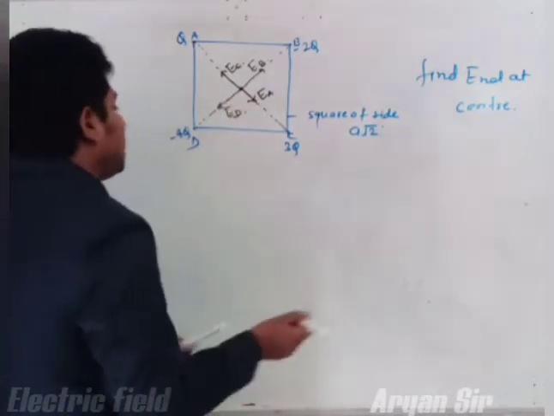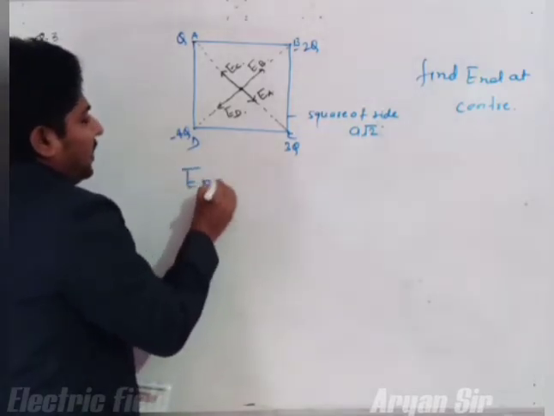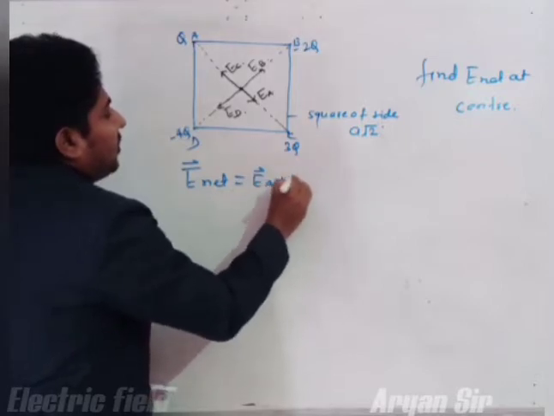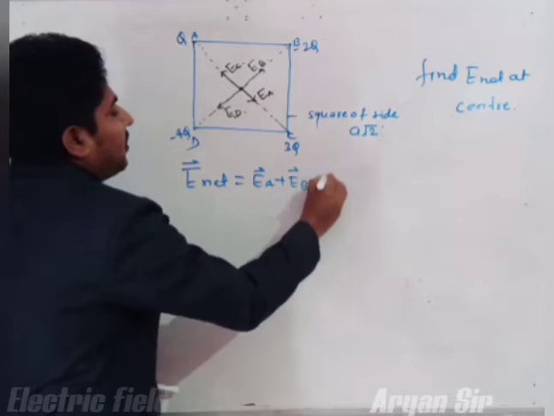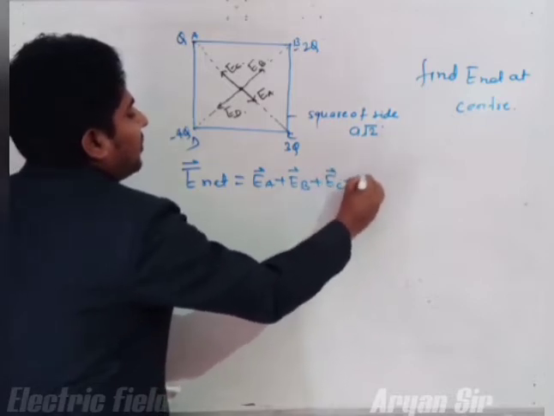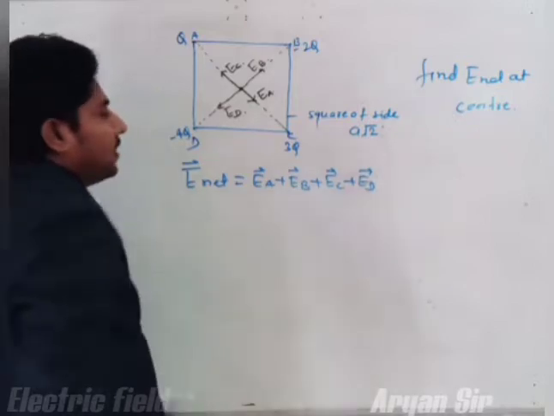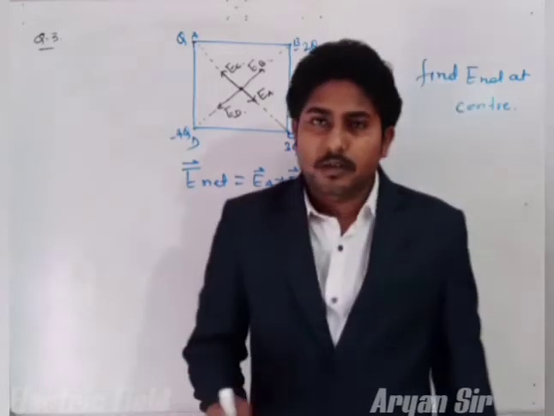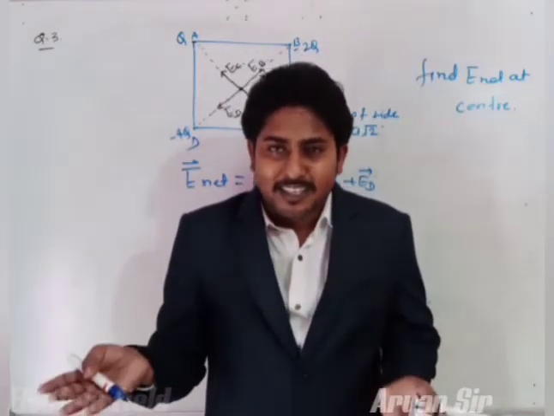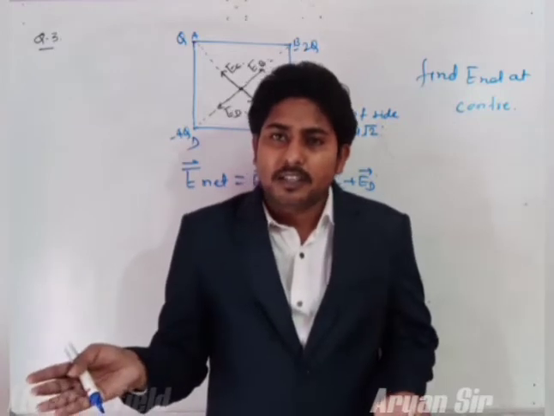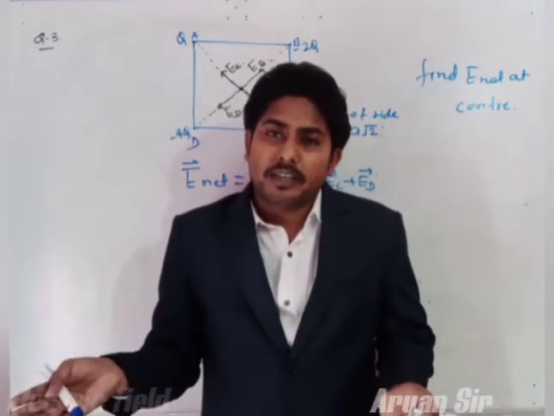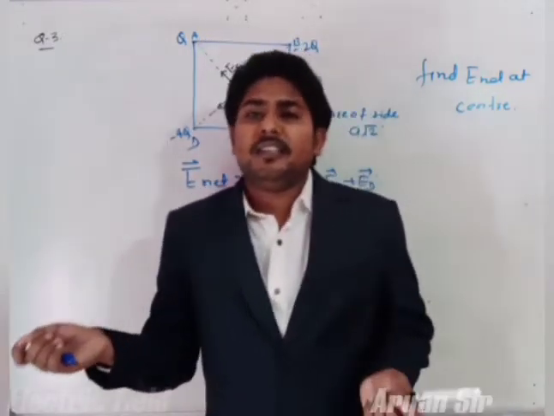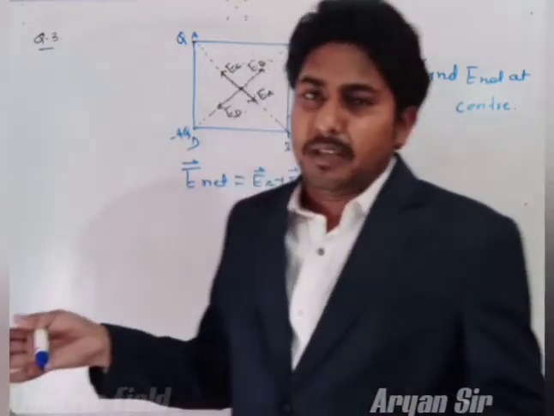So what will the net electric field intensity be? E net is equal to EA vector plus EB vector plus EC vector plus ED vector. Okay. There are many ways to find the resultant of these four vectors. We can use resolution of vectors. We can use the polygon law of vector addition. We can use the parallelogram law of vector addition. And I think you are very expert in finding the resultant vector. So we can use any method, right?